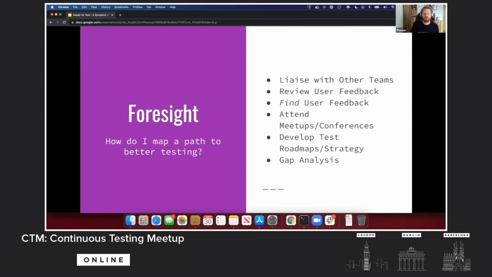You can attend meetups and conferences like this one and learn from your peers, learn about what's happening within the QA industry right now, and are there any ideas you can take back to your team? You can develop test roadmaps and strategies, and you can do that with your team. You can pair with someone else in your team to do that, maybe a developer, maybe the product owner, maybe the delivery lead, the BA. You can use that as an opportunity, not just to try and map a better path to testing in your team, but also to highlight the importance of testing to particular team members.